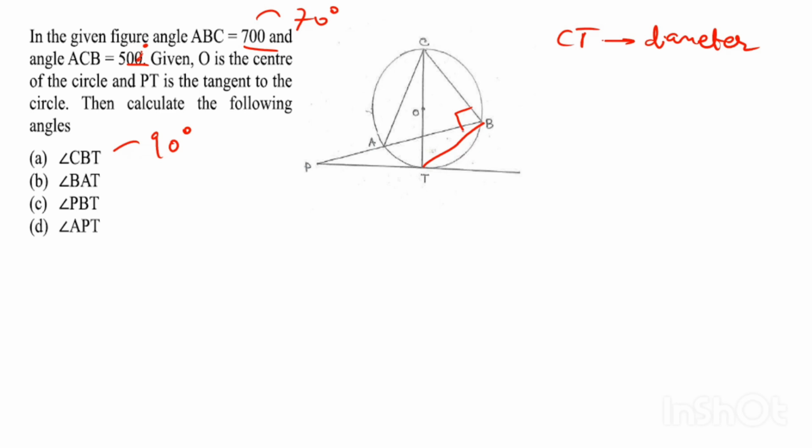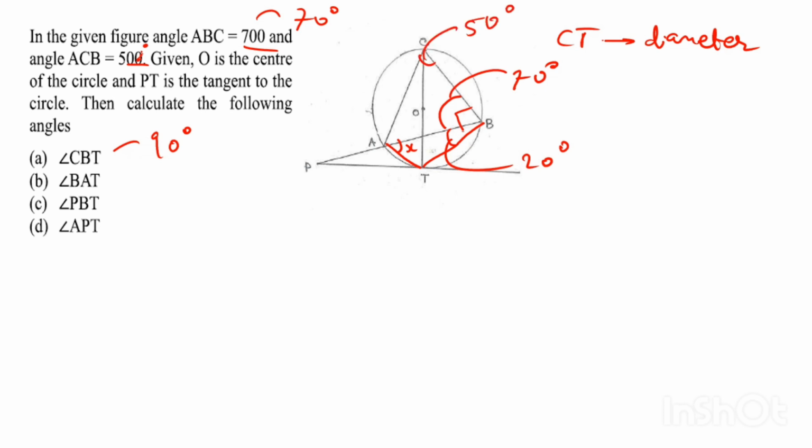Second, we need to find the value of angle BAT. Okay, join the line AT. We need to find the value of angle BAT. Let's say it is X. How will you find the value of angle BAT? Okay, it's somewhat tricky, but not that difficult. What is given? ABC 70. APC 70. And angle CBT is how much? 90. So 90 minus 70 is how much? 20. Okay, no problem. Angle ACB is how much? 50 degree given.